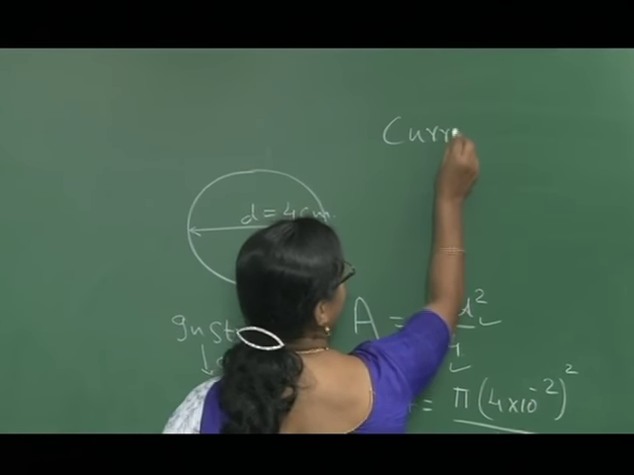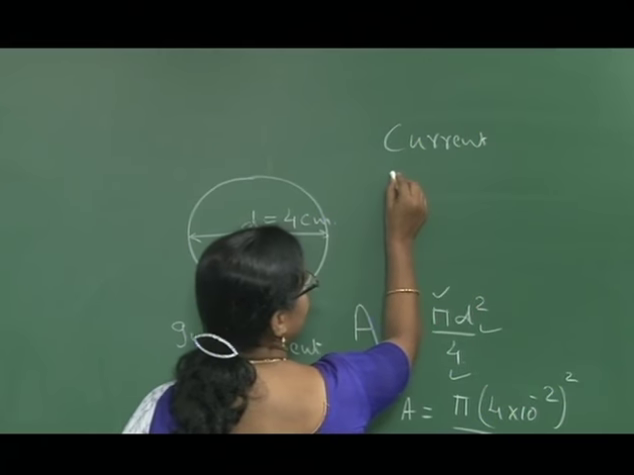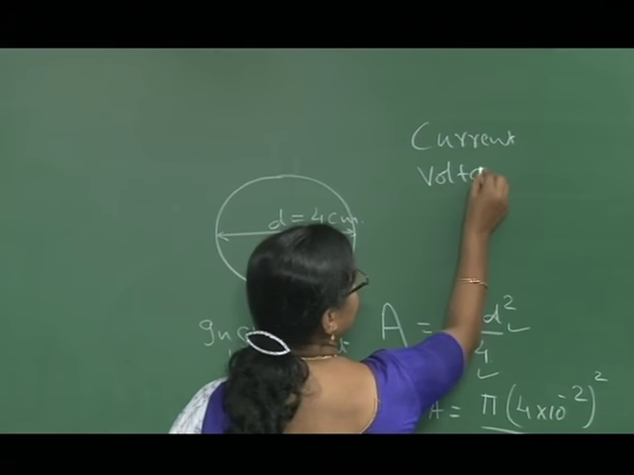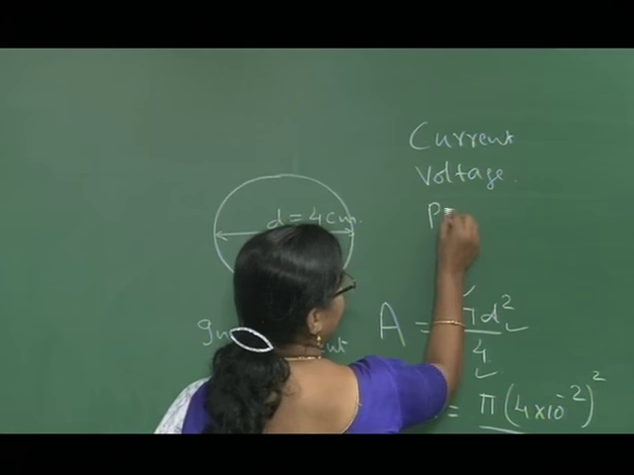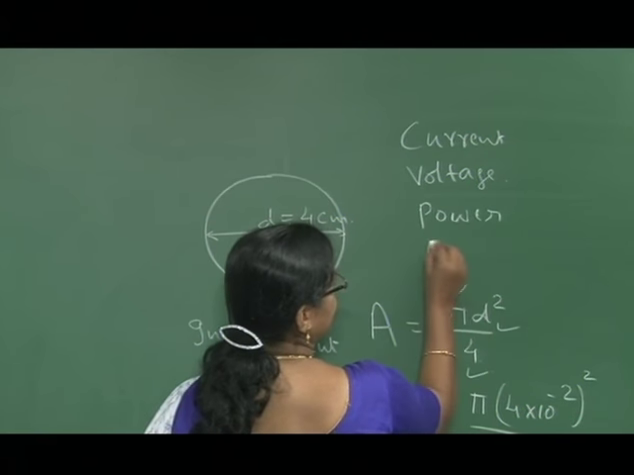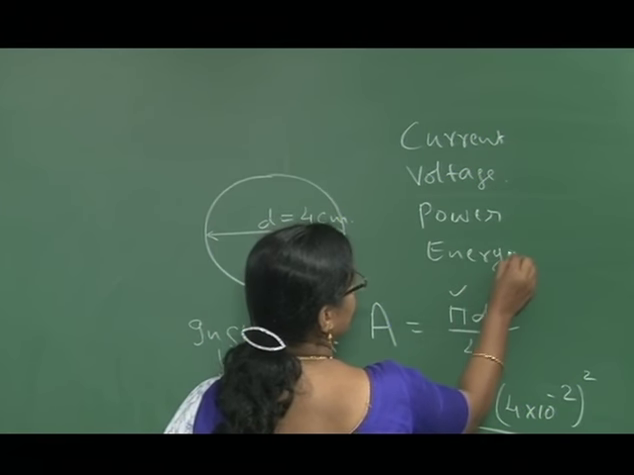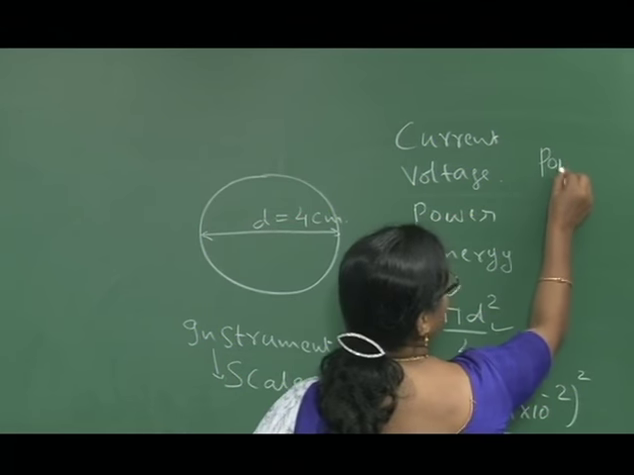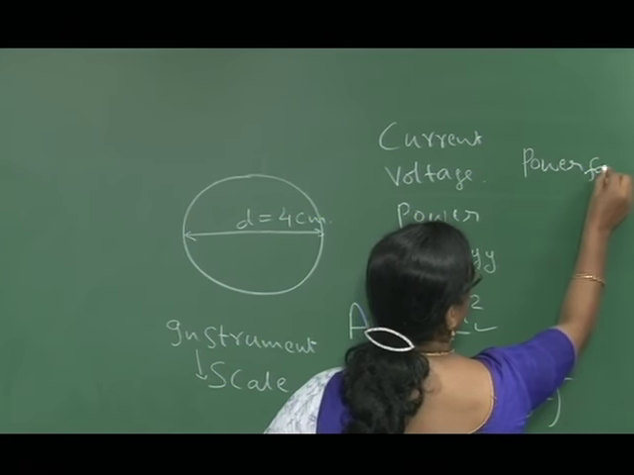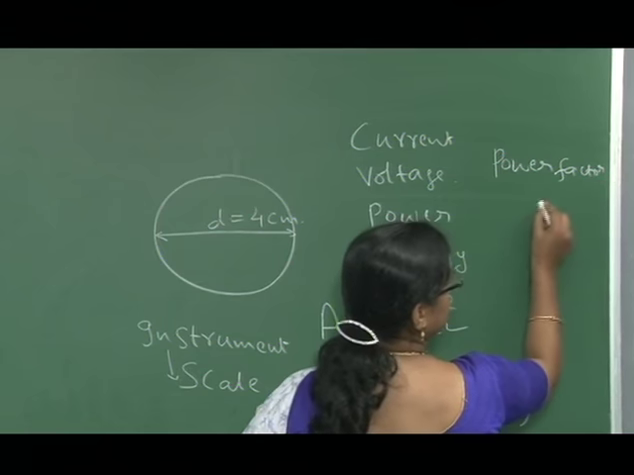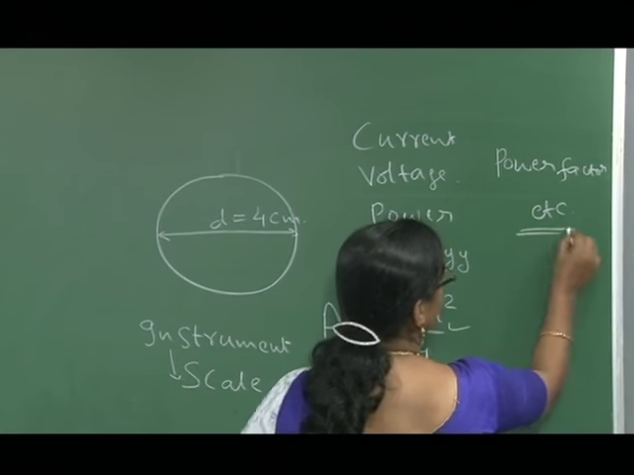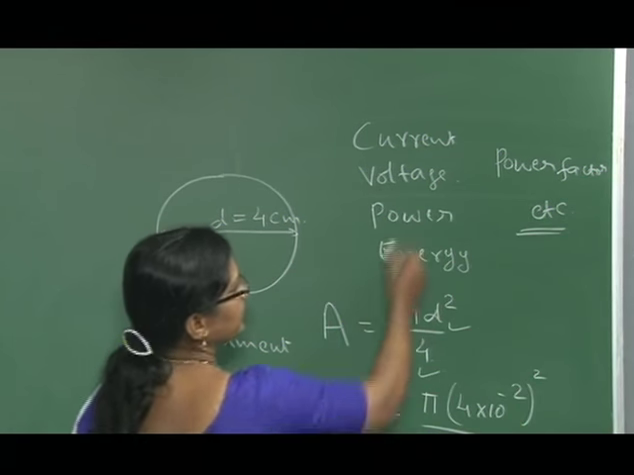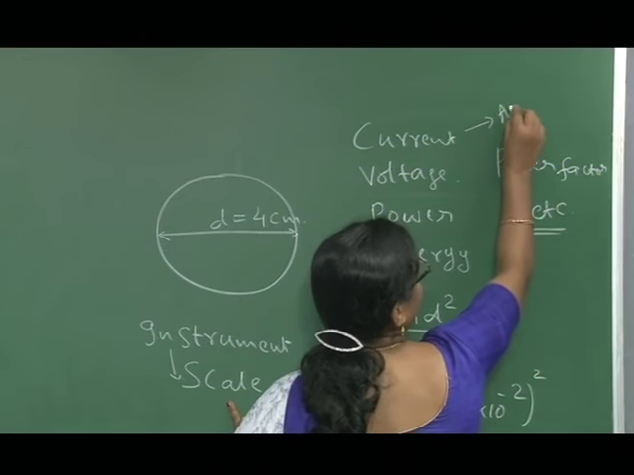current and then voltage, power, energy, power factor. So, there are many parameters we are going to measure. Current you can measure by using the instrument called an ammeter.